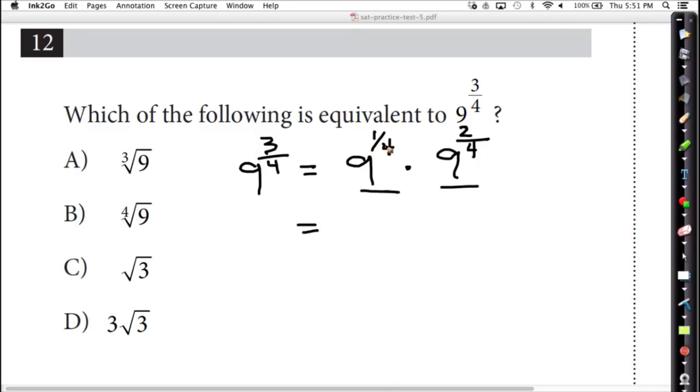I don't know what 9 to the 1/4 is yet, but I know what 9 to the 2/4 is. 9 to the 2/4 is the same thing as 9 to the half. And you guys at home who are watching, what is 9 to the half? That's the square root of 9. That's the same thing as radical 9. So radical 9 is 3. So that is 3. But we still have 9 to the 1/4.